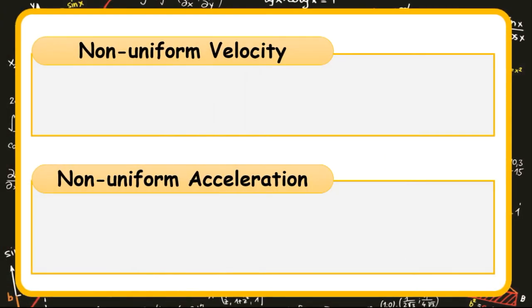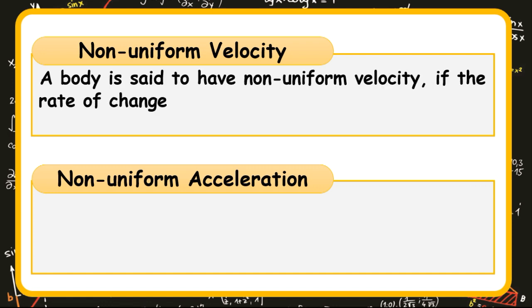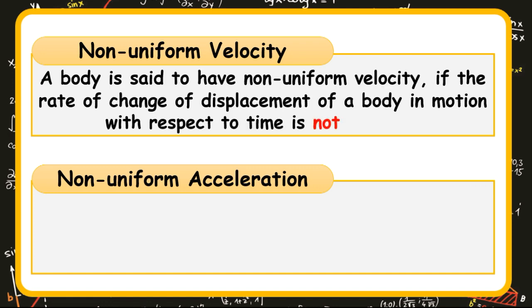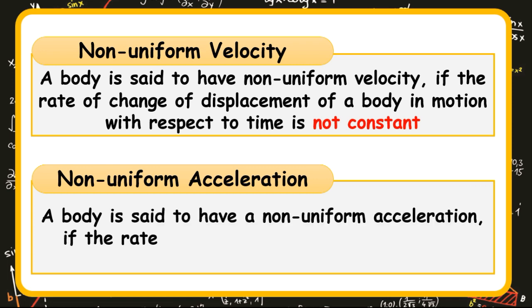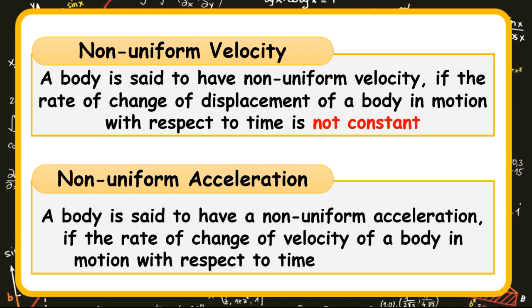Then lastly, non-uniform. Non-uniform typically becomes the opposite of uniform. So if uniform is constant, then non-uniform is not constant. When the rate of change of displacement of a body with respect to time is not constant, it is called non-uniform velocity. And when the rate of change of velocity of a body in motion with respect to time is not constant, it is referred to as non-uniform acceleration.